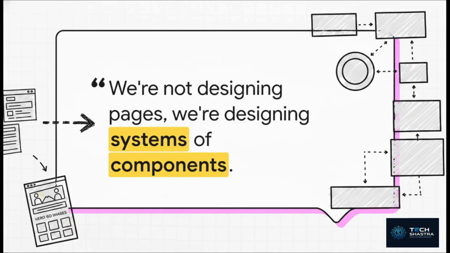This all leads to a really important shift in your mindset. You stop thinking about designing one-off pages. Instead, you start thinking about designing a system of reusable components. This is the heart of what's called atomic design, and it completely changes your workflow. You're not mocking things up from scratch anymore. You're building them out of your library of tested, reliable parts.